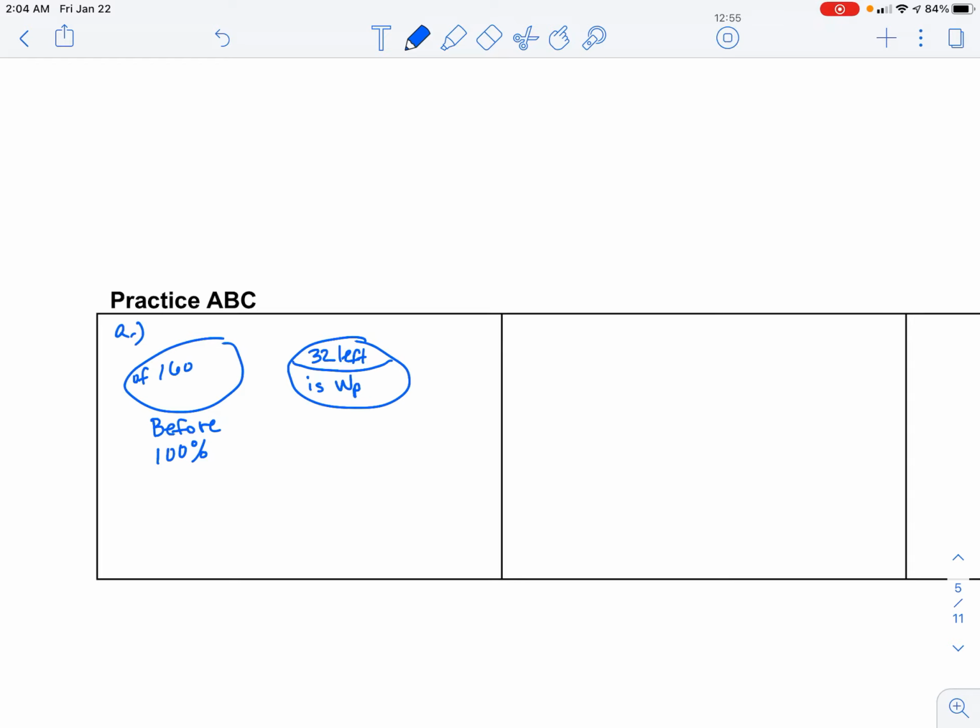Alrighty, so we're looking at what percent. 32 is what percent of 160. So let's write that down just like I said it. 32 is what percent of 160. So let's put this into an equation form. 32 equals, we don't know the percent, so we're going to put that P over 100 times 160.